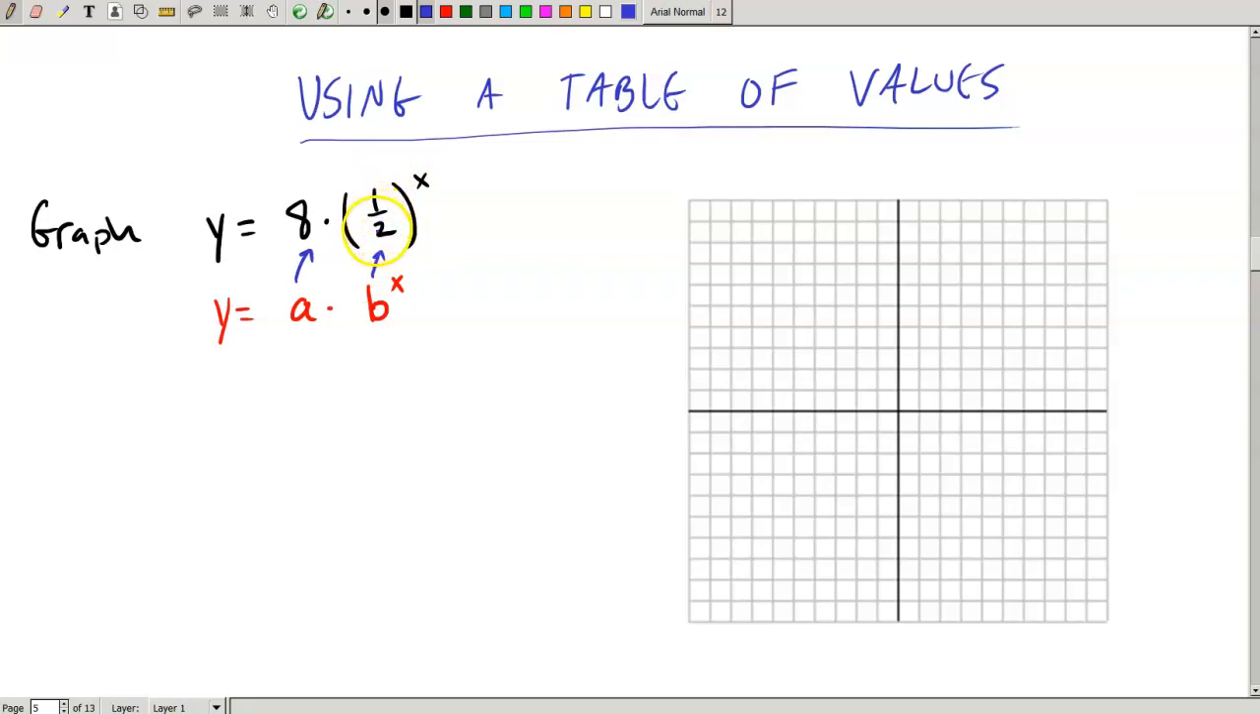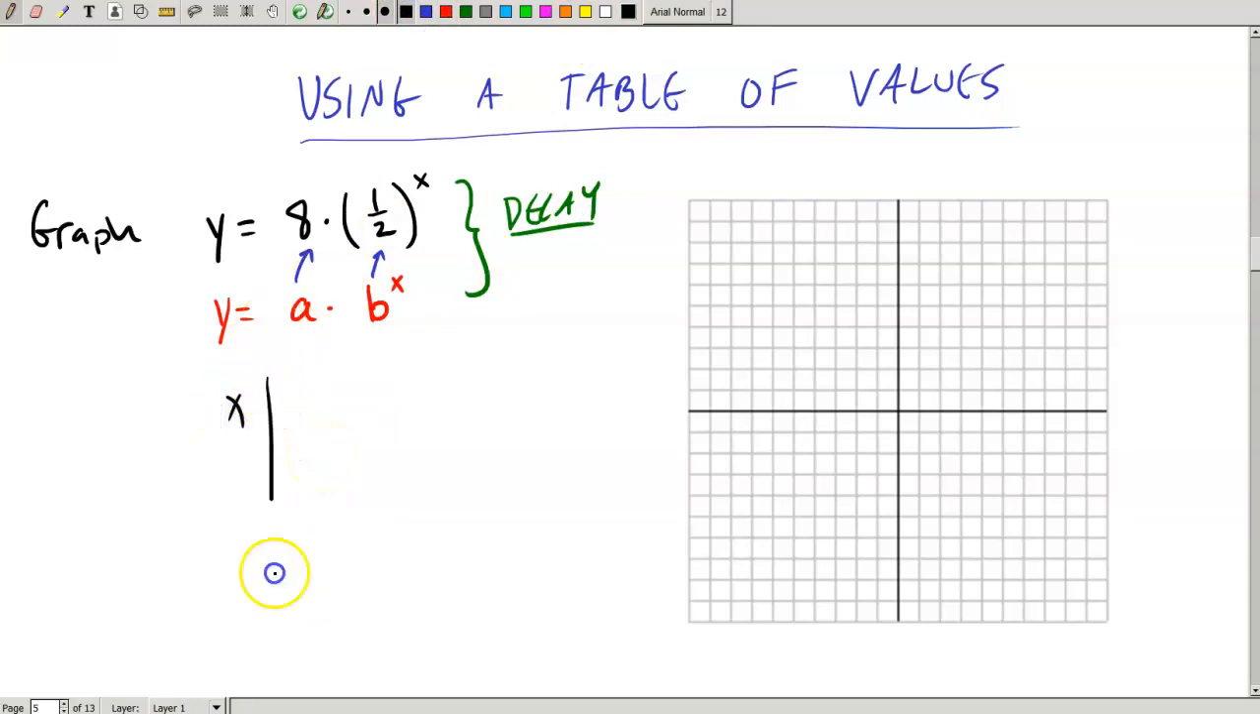Because the b value is in between 0 and 1, the growth factor, or in this case the decay factor, is 1/2. Think about repeatedly multiplying by 1/2. Take any number and start cutting it in half. If you keep doing that, obviously your number is shrinking, getting closer and closer to 0. So this is clearly going to be an exponential decay function. And we're going to use the table of values to do the exact same thing and plot this.